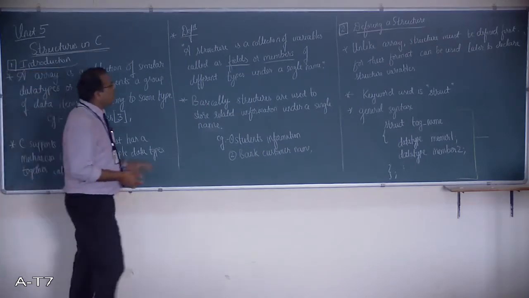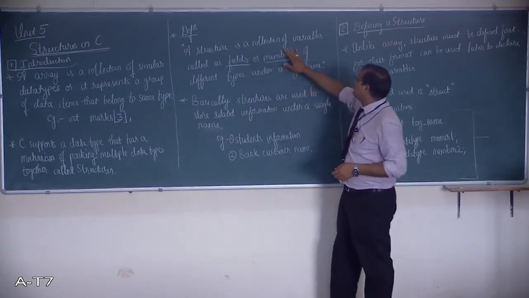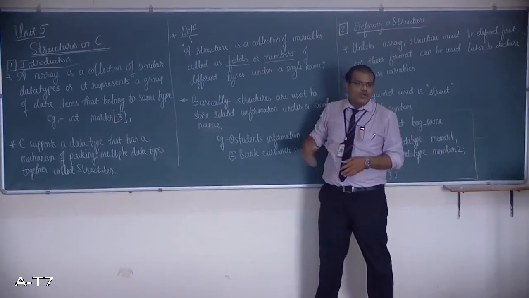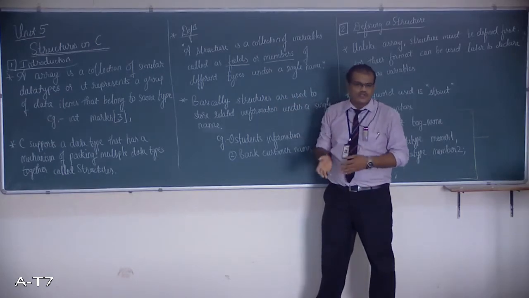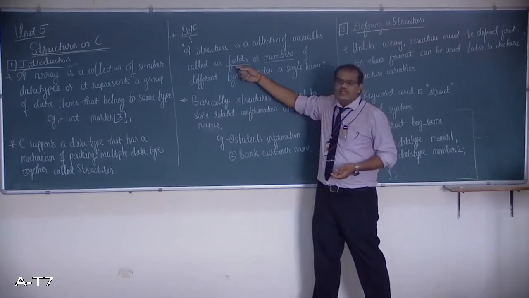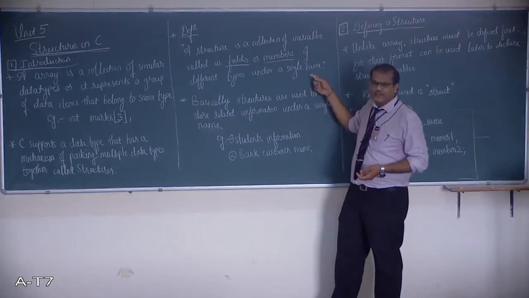Now, we'll see how. First, we'll start with the definition. A structure is a collection of variables called fields or members. The variables we are going to use in a structure are referred to as fields or members, of different data types under a single name.